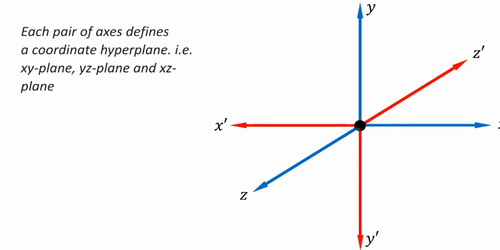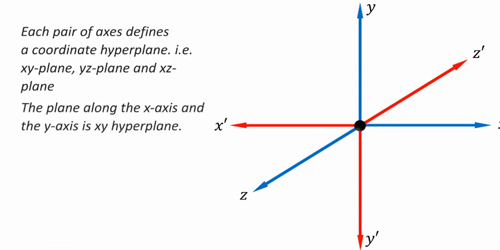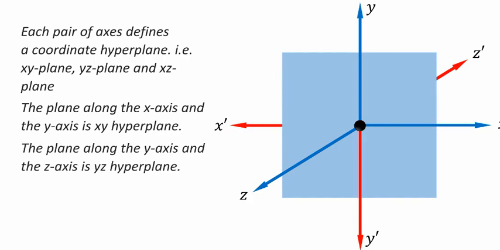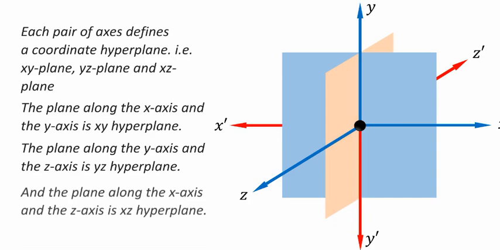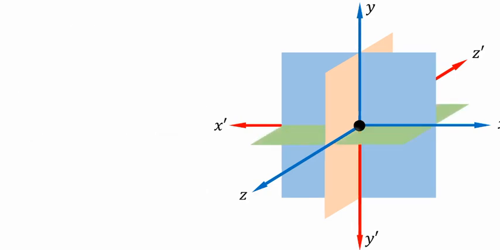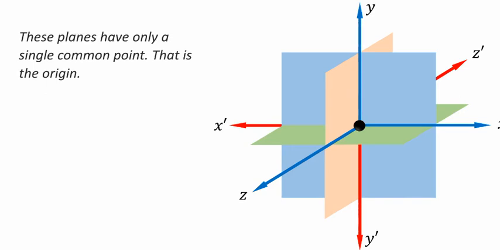Each pair of axes defines a coordinate hyperplane, that is the xy plane, yz plane and xz plane. The plane along the x-axis and the y-axis is the xy hyperplane. The plane along the y-axis and the z-axis is the yz hyperplane. And the plane along the x-axis and the z-axis is the xz hyperplane. These planes have only a single common point, that is the origin.